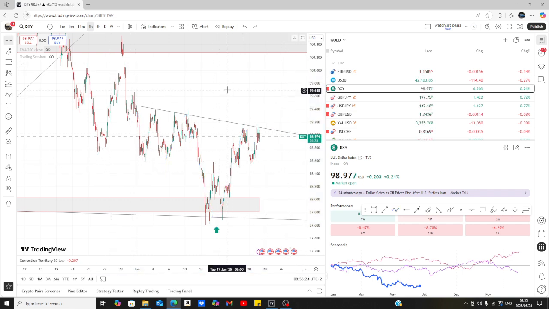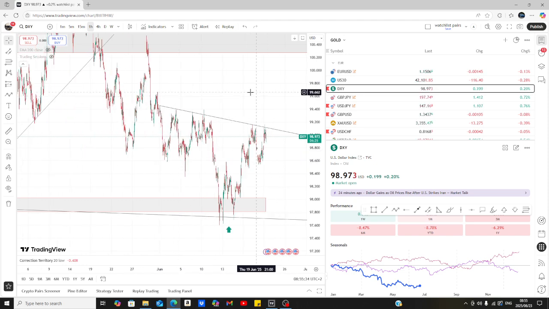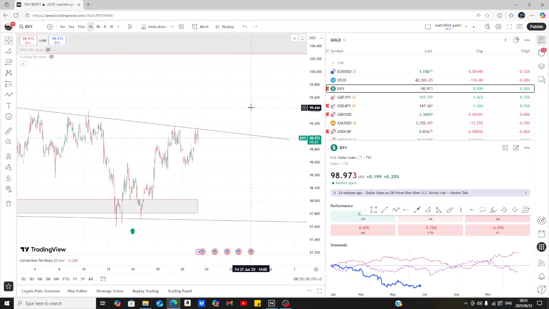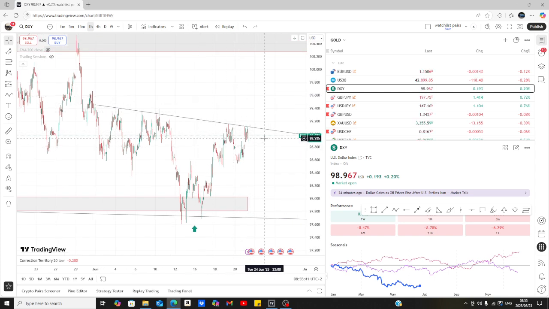So the bias for the dollar now would be, well, we need to first see basically if it rejects and comes down. And just know that this formation to the downside could take the whole week, or if it breaks the neckline. So I think today would be a difficult day to really see what's going to happen with the dollar. We'd have to wait for the break of the neckline in order to confirm a bullish confluence. So for now, the dollar is neutral.